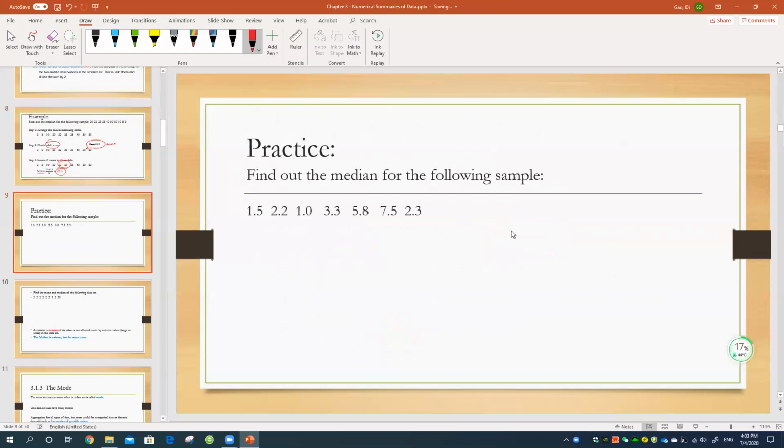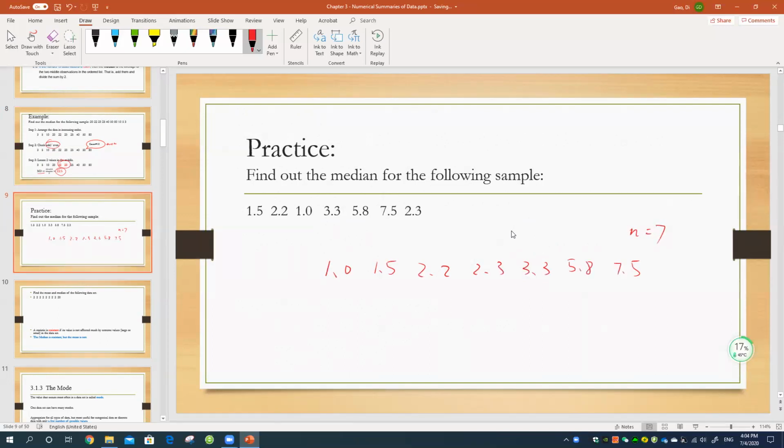Now let's look at the practice. Find out the median for the following sample. We can just rank the numbers from smallest to largest. Let's say 1.0, 1.5, and then we have 2.2, 2.3, and then 3.3, 5.8, 7.5. Counting: 1, 2, 3, 4, 5, 6, 7. So n equals 7.